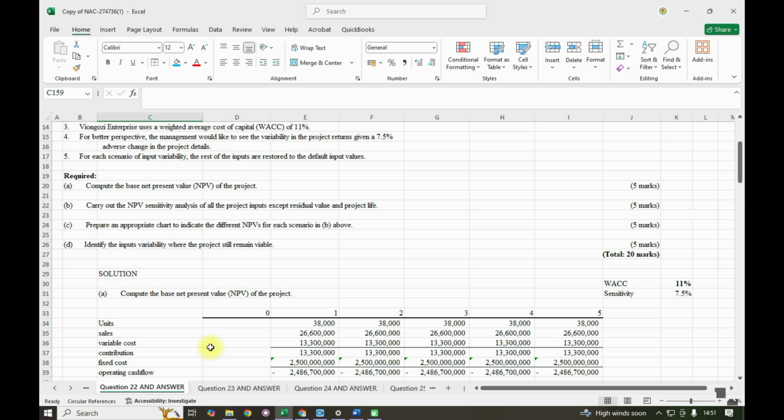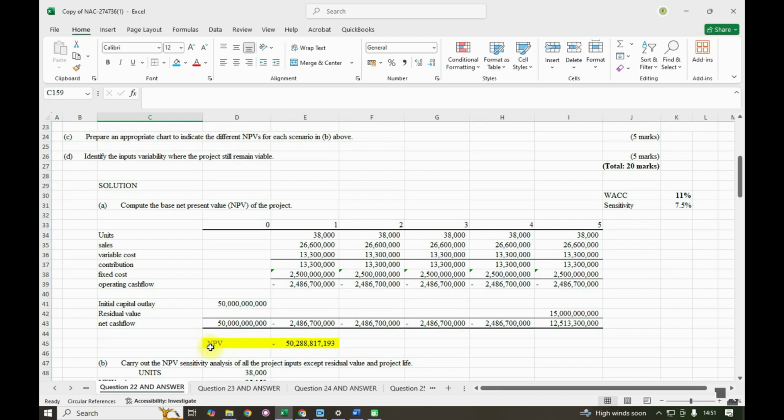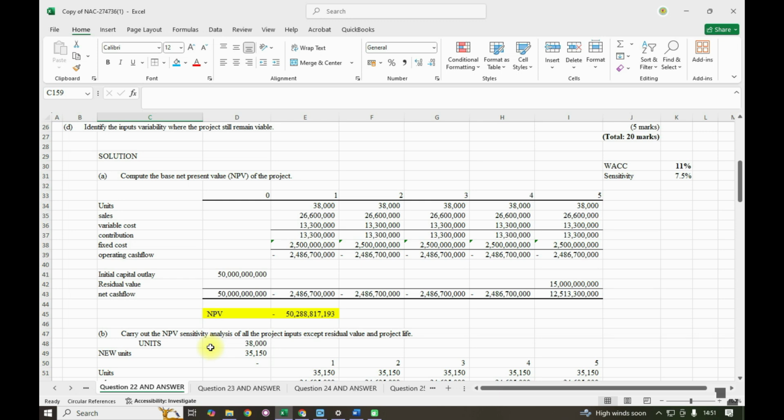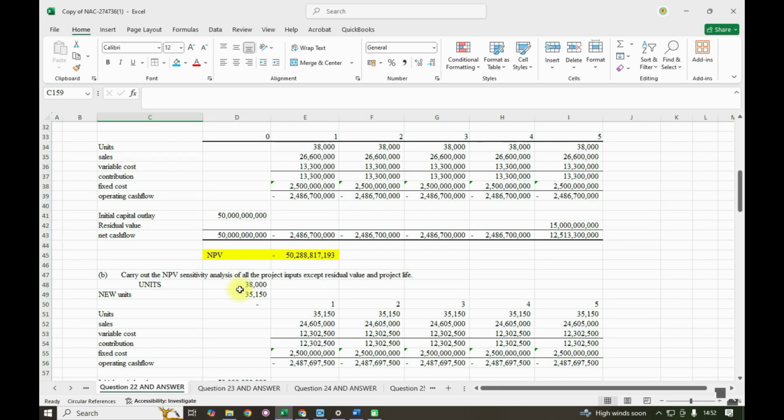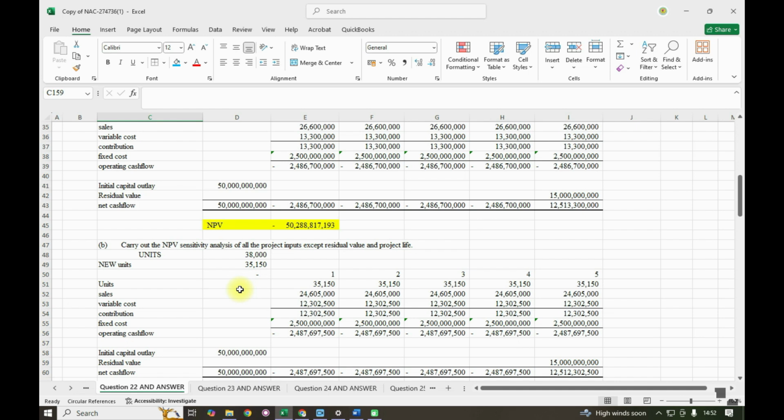In our case, the project from the word go was not viable because it had a negative NPV. But in case it was supposed to be viable, remember, for viability, the project has to get an NPV of at least 0. And for it to be 0, the other factors have to change so that it becomes positive. And remember, now we had a negative 50.